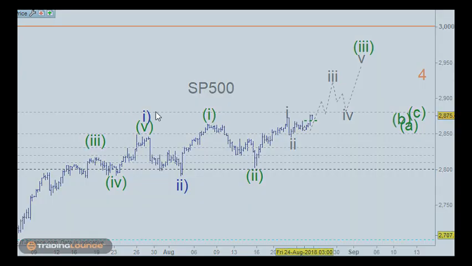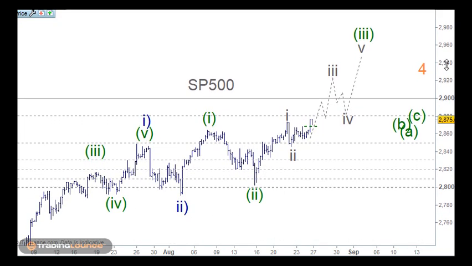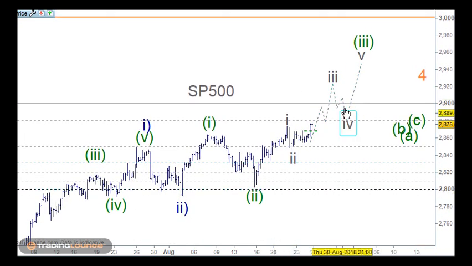I'll just save that. And of course we can expect 2,900 to play out as a support and resistance there. We can expect a correction across that space.